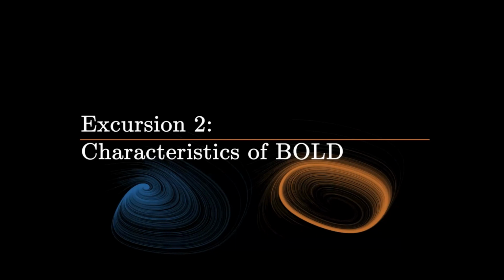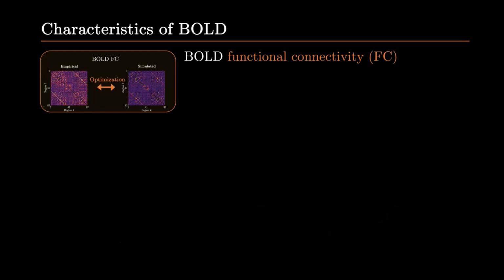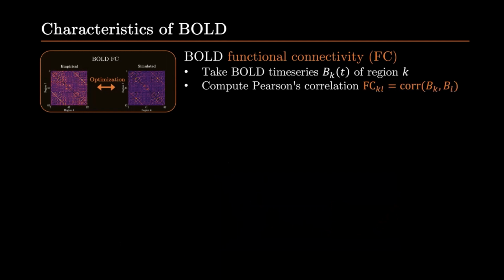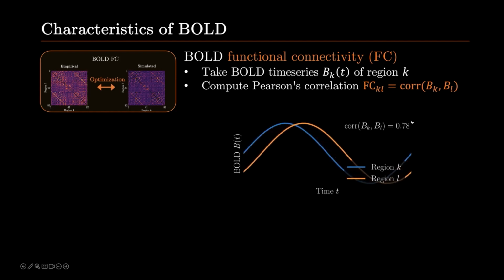And this is my second excursion about the characteristics of bolt. Bolt is, again, the signal which you measure in fMRI. I hope I'm not saying obvious things here, but just to be sure that we're all on the same level. So characteristics of bolt. What you see very often is so-called bolt functional connectivity. What is it? We take the bolt time series of each brain region, simulated as well as empirical, and we compute Pearson's correlation between different brain regions. So the matrix entry FC_KL is simply given by the Pearson correlation of the time series of region K and the time series of region L.